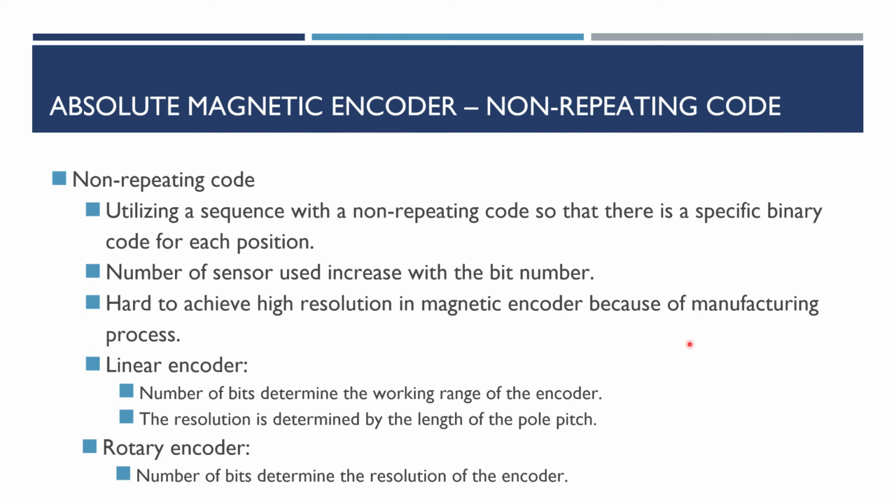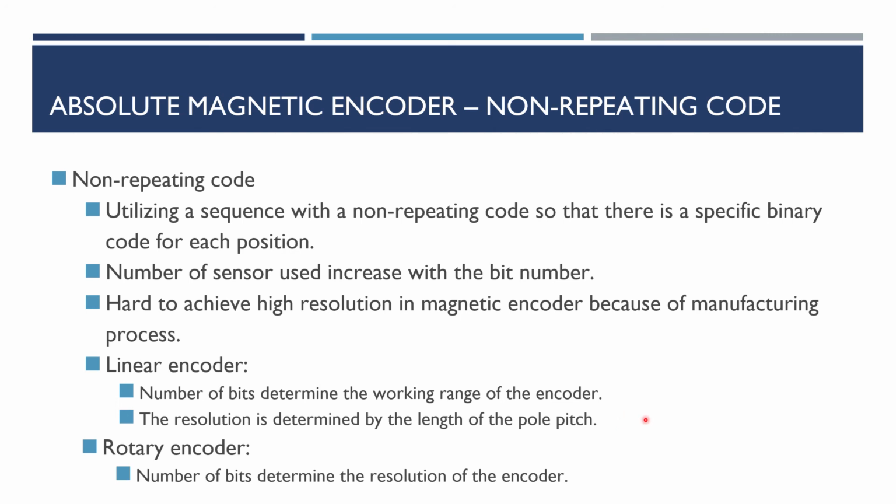For a linear encoder, since the length of the scale can be extended infinitely, the working range is determined by the number of bits. For example, if I have a 10-bit encoder, then I have 1024 positions, and if the encoder has 11 bits, then it has 2048 positions as the working range, and its resolution is determined by the length of the pole. And for the rotary encoder, the resolution is determined by the number of bits.